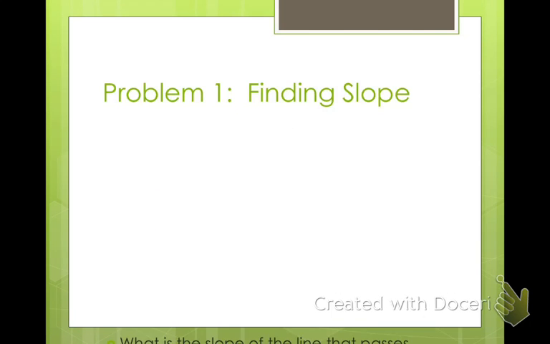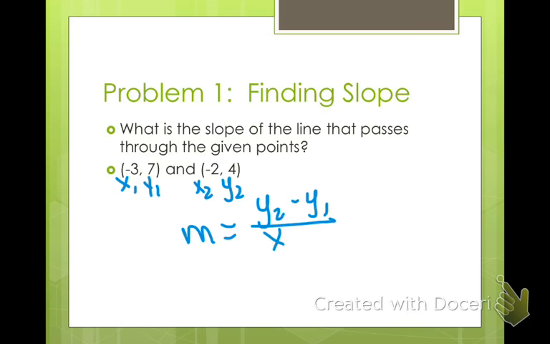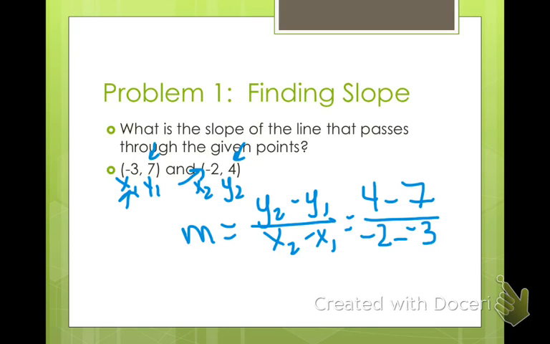So let's go ahead and just start by finding slope. If I give you 2 points, let's go ahead and find the slope of these 2 points. I'm just going to go ahead and label them x1, y1, x2, y2. Now remember, for slope, we take y2 minus y1 over x2 minus x1. And our y2 is 4 minus our y1 is 7 over our x2 is negative 2 minus our x1, negative 3. So since we're going to subtract a negative, we will add. So 4 minus 7 is negative 3 over negative 2 plus 3 is 1. So our slope is negative 3.